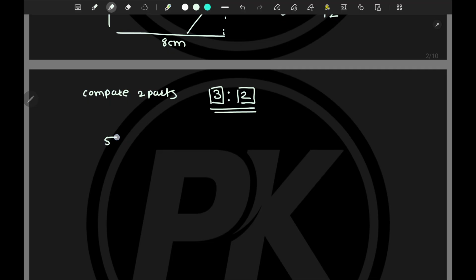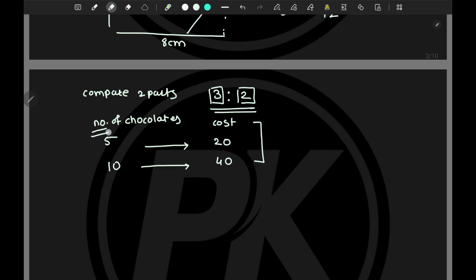Now let's try to understand the link to equal comparisons. Let's say if five chocolates, here I am saying the number of chocolates, and here I am saying the cost. If five chocolates cost rupees 20, then 10 chocolates must cost rupees 40. Now the number of chocolates and cost are in proportion. Can I say that? Yes, right? It's very logical: 5 chocolates, 20 rupees, obviously 10 chocolates, 40 rupees.